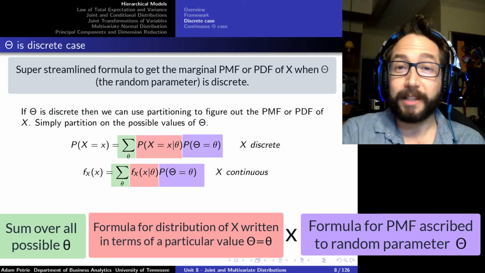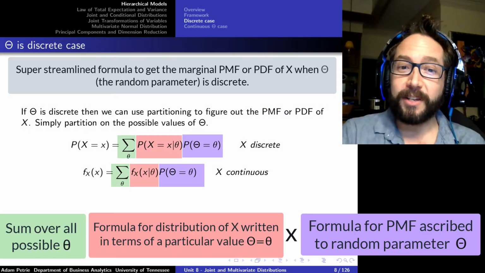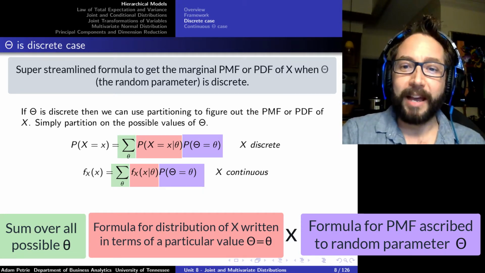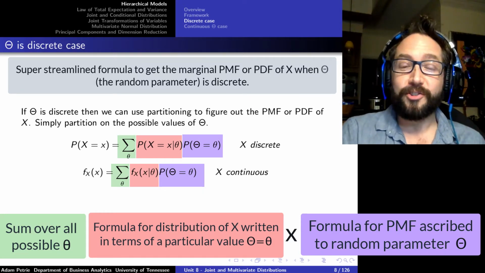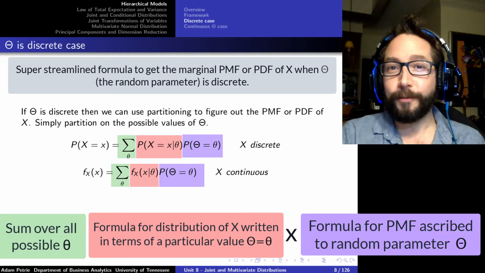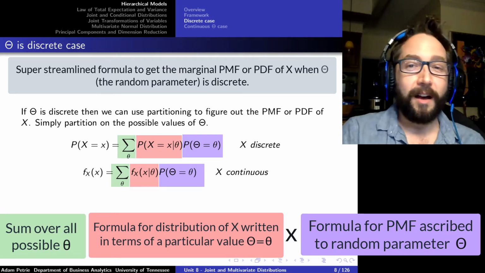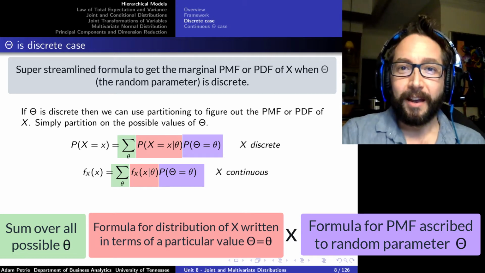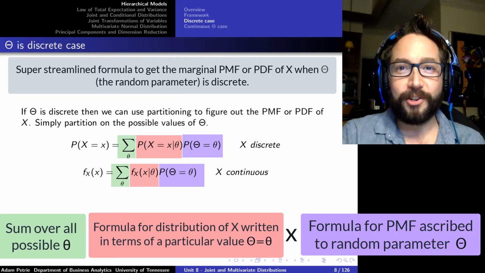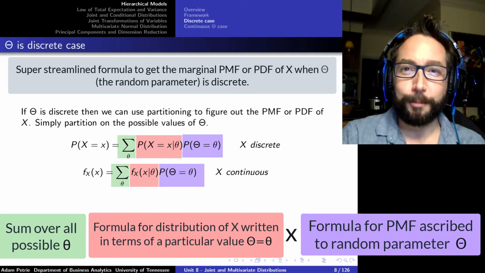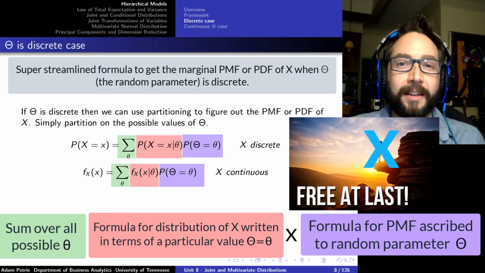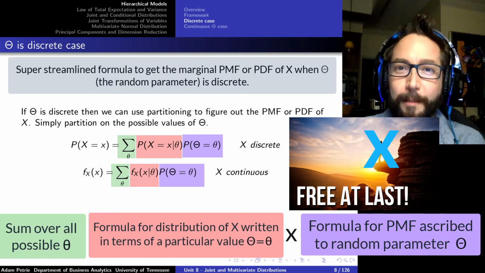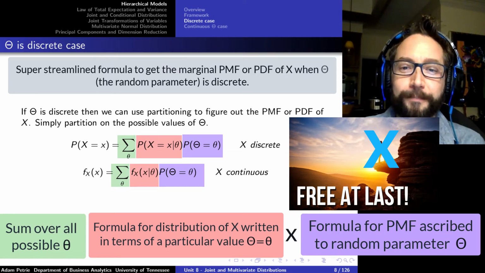And in general, that's really what we're going to do. If we're interested in the marginal distribution of our random variable, capital X here, what we're going to do is this partitioning trick. We're basically going to partition over all the possible values of that random parameter that dictates the conditional distribution of x. And once we've done that partitioning, once we've done the appropriate mathematical procedure, we'll have freed the dependence of x on the random parameter there, and we'll get that marginal distribution emerging.